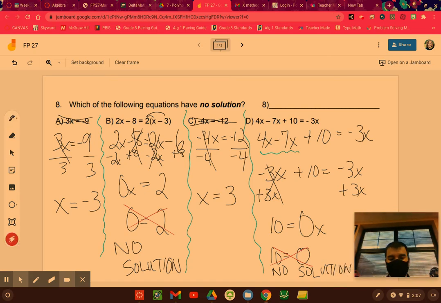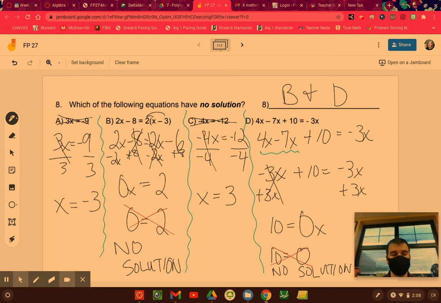Right, because we ended up with 10 is equal to 0x. And so 10 is equal to 0, which is never, ever true. So that's why we have no solution. So for our final answers, we get that B and D are both no solution. So hopefully you did all 4 of them and found out that both B and D are no solutions.